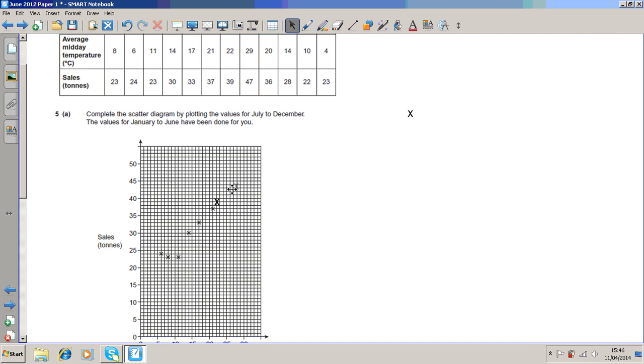29 is 47. Oh, good day, well done Mr. Whitby. So that's there. 20 degrees is 36, so slightly under there. 14 degrees is 28, 14 is 28, 10 is 22, not so good, and finally 4 degrees, done well with 23.